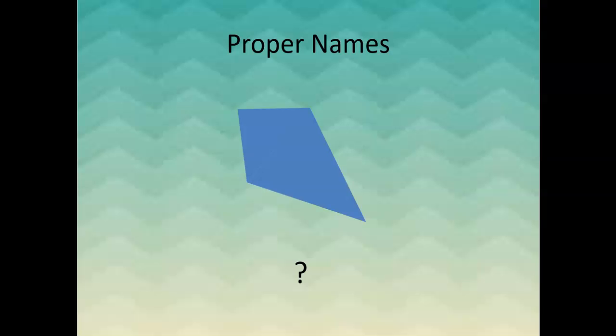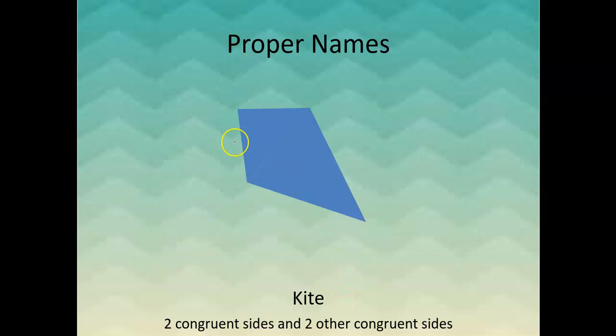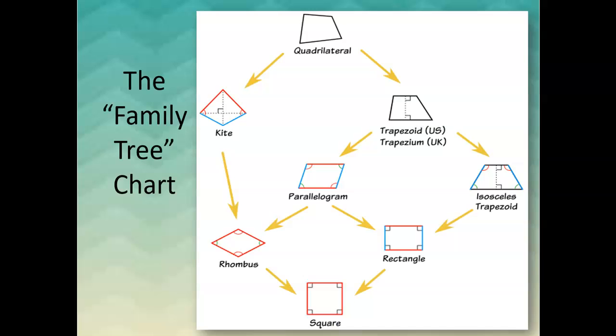All right. This shape is called a kite. And a kite has two congruent sides, so these two would be the same, and two other congruent sides. Boom, boom, boom, boom. So that is what our definition of a kite is. Two sets of two congruent sides.